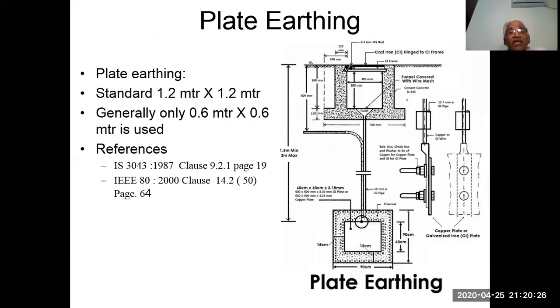Now let us see the plate earthing. The standard plate size is 1.2 meters by 1.2 meters. Generally people use 0.6 by 0.6 also. And we have references for this: ISO 3043, and IEEE 80 is also available.